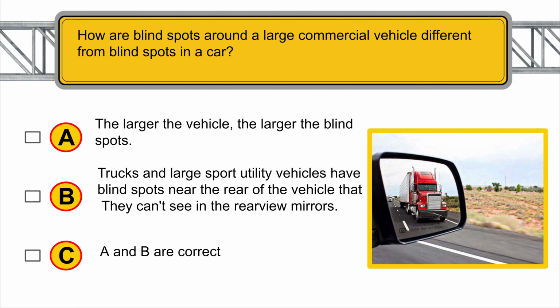How are blind spots around a large commercial vehicle different from blind spots in a car? The larger the vehicle, the larger the blind spots. Trucks and large sport utility vehicles have blind spots near the rear of the vehicle that they can see in the rear view mirror.